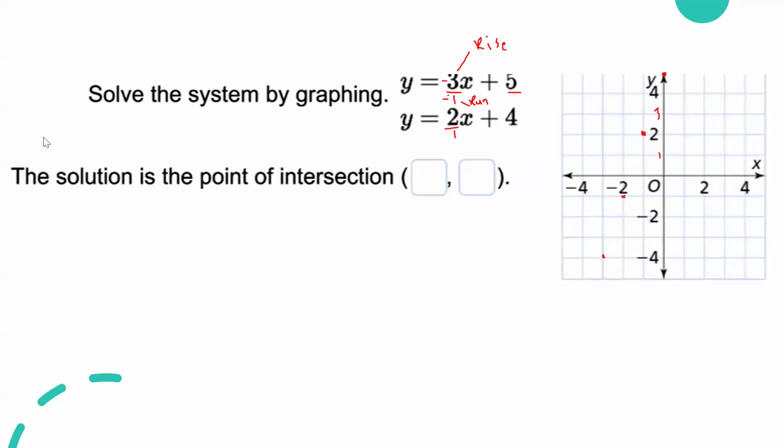Those are my points. Now I am going to draw a straight line to connect those points. So I'm going to draw a straight line from there, going through all of those points. Okay, let me erase this line.